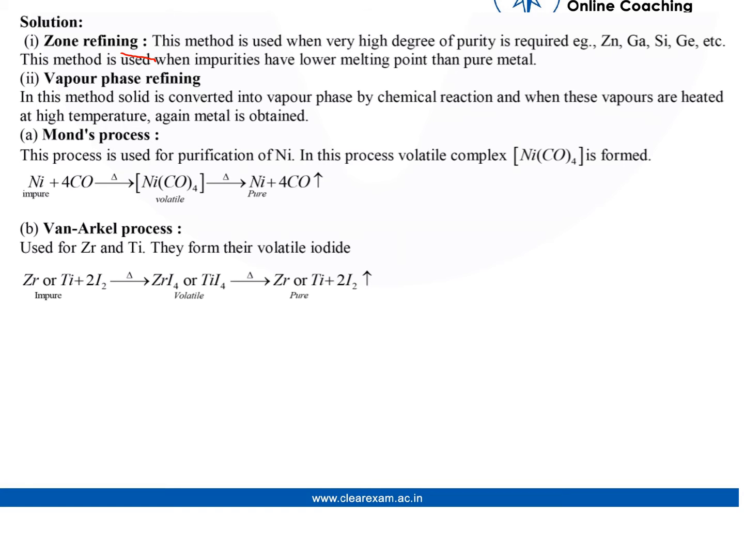One of the processes is Mond's process. This process is used for purification of Ni. In this process, volatile Ni(CO)4 is formed. Impure Ni plus 4CO, when heated, forms volatile Ni(CO)4, which again is heated to get pure Ni plus 4CO.